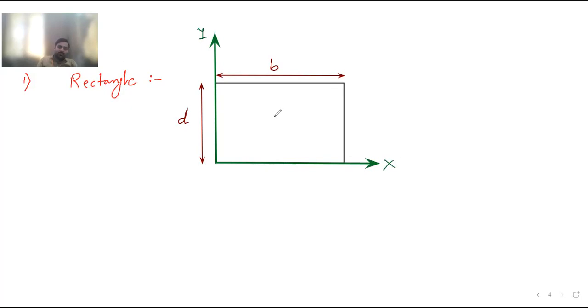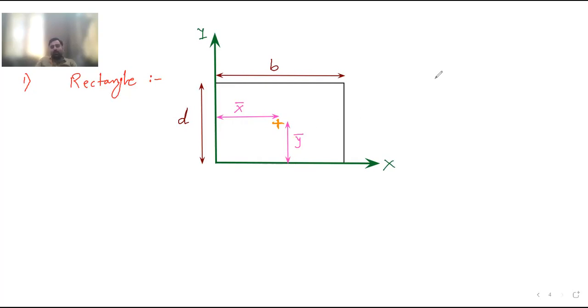Now suppose the centroid of this rectangle is situated somewhere here. This is the point where the centroid is situated. Now the distance of the centroid from the reference y-axis, this distance, we call it x bar. And the distance of the centroid from the x-axis, this distance, is called y bar.